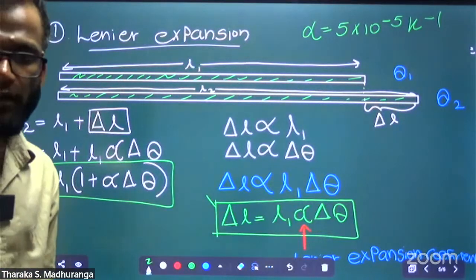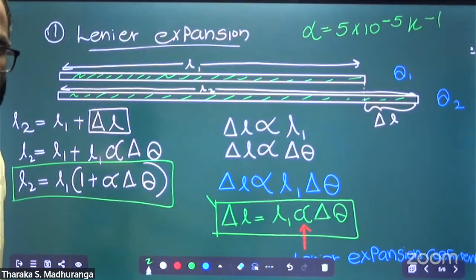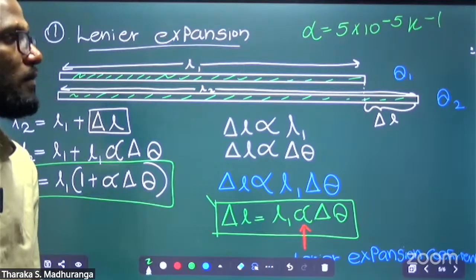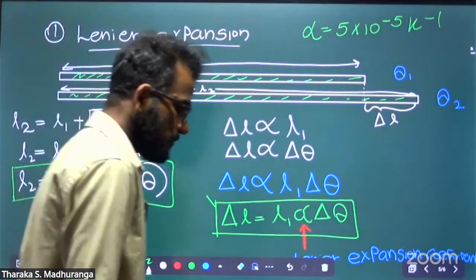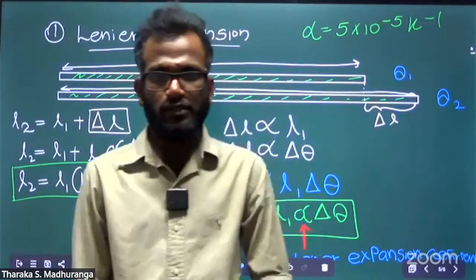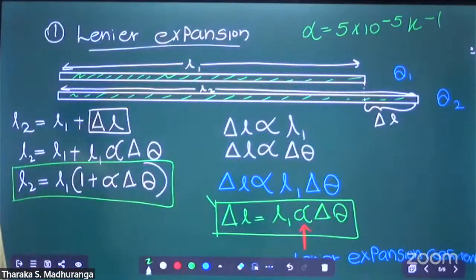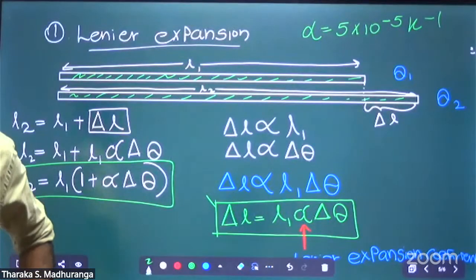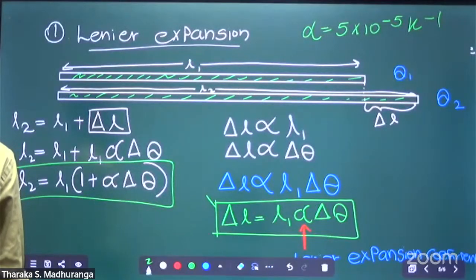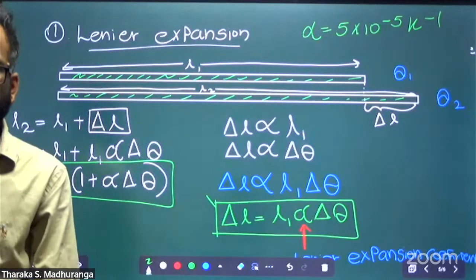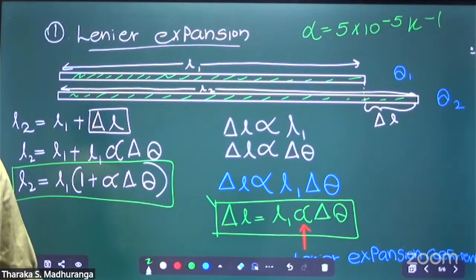Question part A, or part 1. If we increase the temperature up to 50 Celsius, calculate the linear expansion of the copper rod.